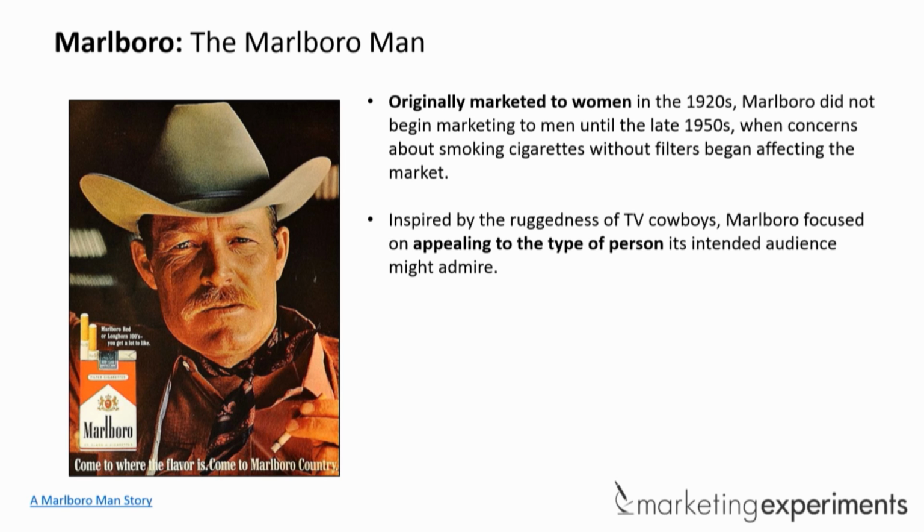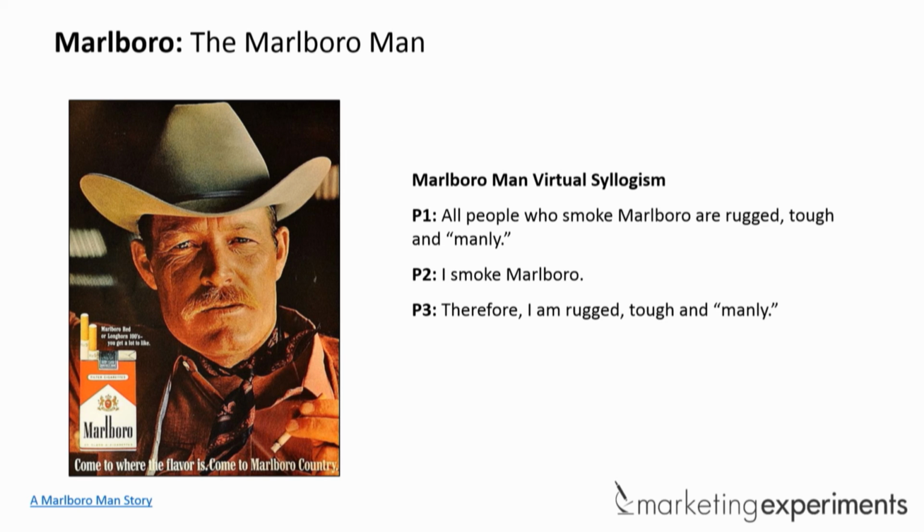And Apple did the same thing. Or actually, Apple did the same thing, and of course Marlboro did. So let's look at a syllogism from the Marlboro standpoint. All people who smoke Marlboro are rugged, tough, and manly. And I think we're using the word people carefully. There was no concern about sexism at this point. This was all about men, and they focused it that way. I smoke Marlboro. Therefore, I am rugged, tough, and manly.